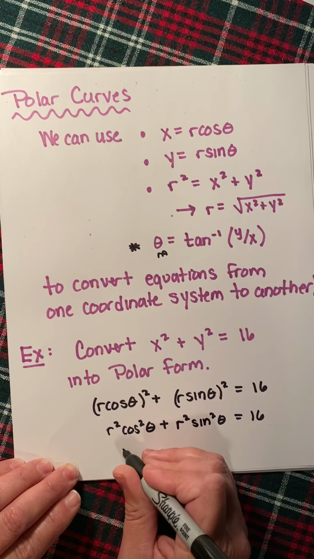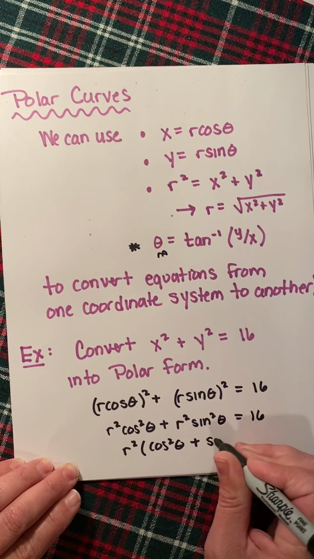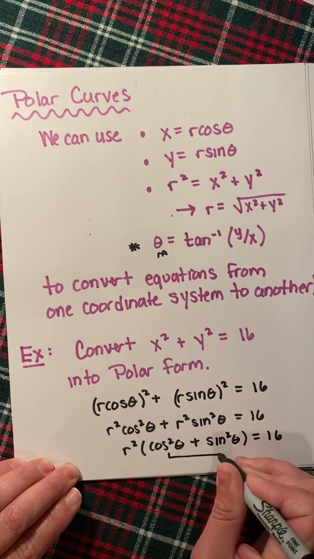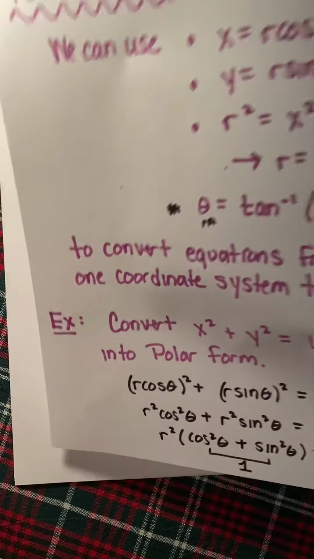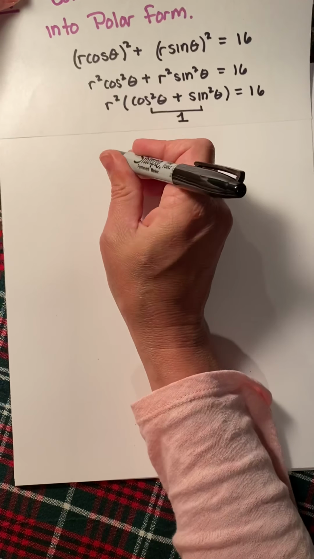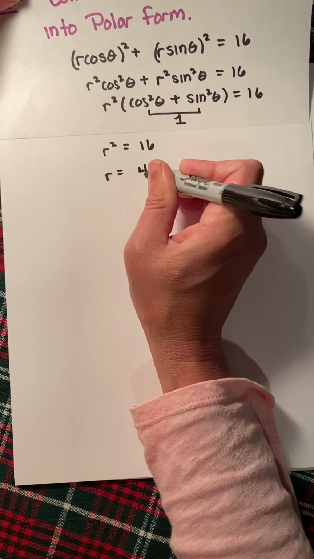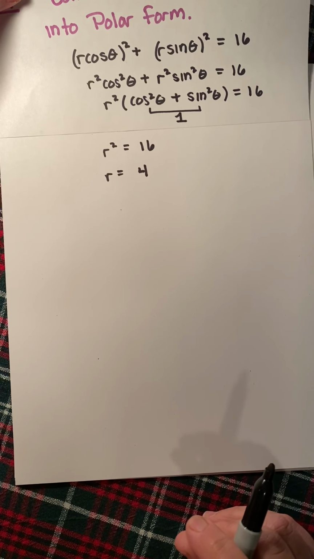Going to factor out the r squared. We get cosine squared of theta plus sine squared of theta. And what do you know about cosine squared plus sine squared? Well, this just equals 1. So what we really have here now is r squared equals 16, or r equals 4. We could say r equals negative 4. It's going to give us the same exact picture.